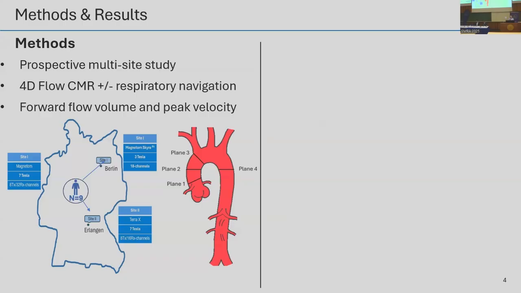1 3 Tesla scan and 1 7 Tesla scan at site 1 in Berlin, where the 7 Tesla scanner was an older one, and 1 scan at the site of Erlangen with the 7 Tesla scan of the newest generation, the Terra 8, with CE approval. All patients received these 4D flow CMR measurements, and at site 2 we performed 2 measurements, one with respiratory navigation and one without. We looked at forward flow volume and peak velocities across the 4 different planes along the aorta.